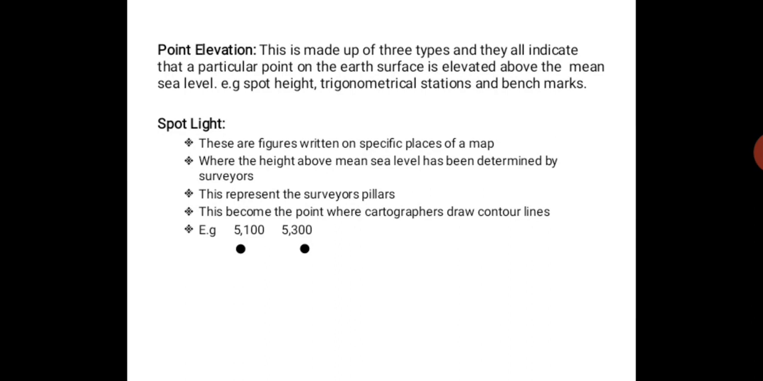This becomes the point where cartographers draw contour lines. For any cartographer to say he wants to make a contour line, you must take it from a spot height, a certain level. That is why when you see contours on the map, the contours are drawn at an interval. It might be 50, it might be 100, it might be 150, as the case may be.